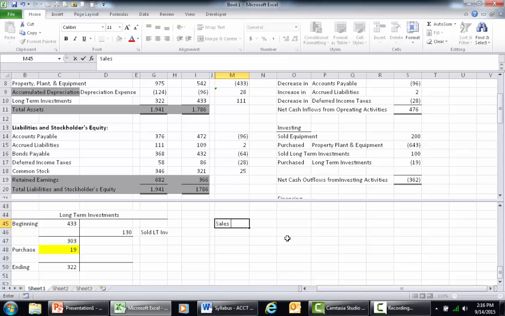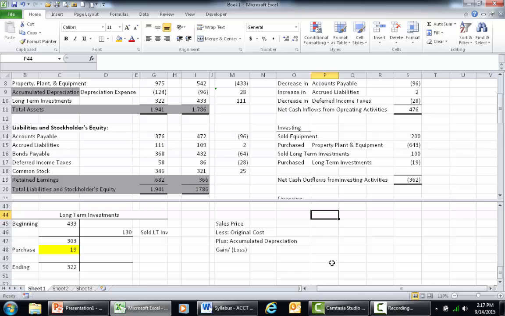We take sales price less original cost plus any accumulated depreciation that was on the item, and that should equal our gain if it's positive or a loss if it's negative.